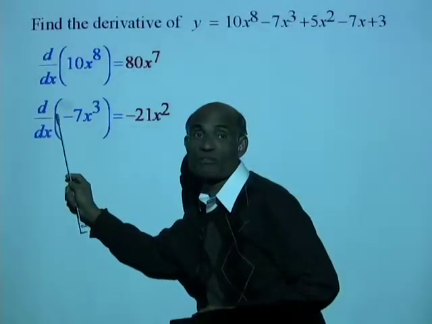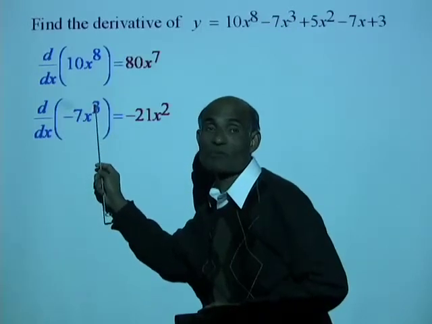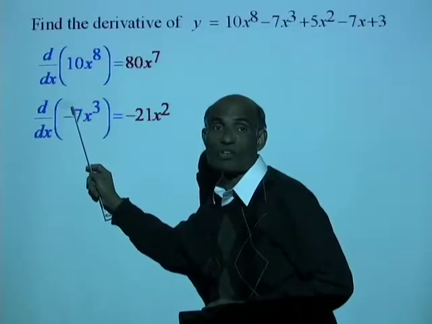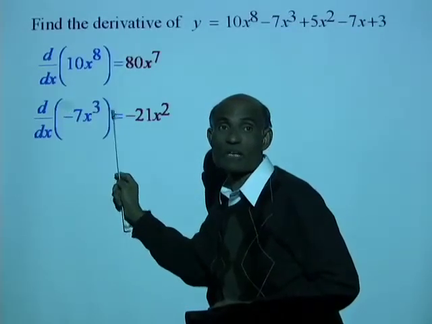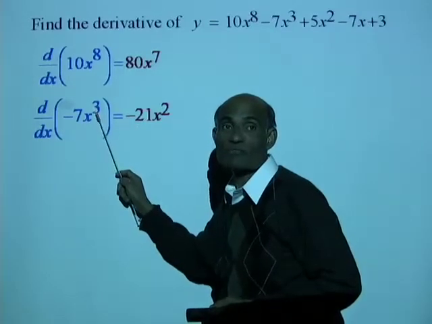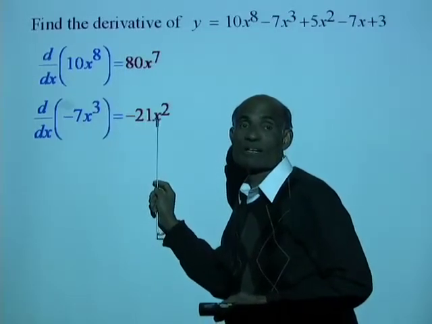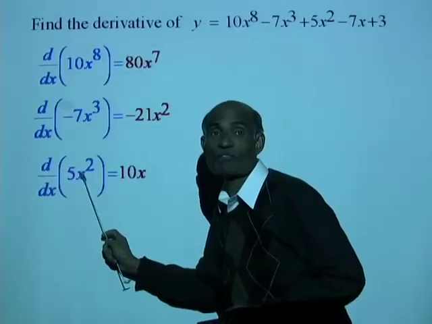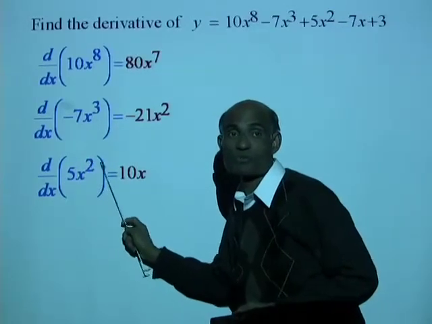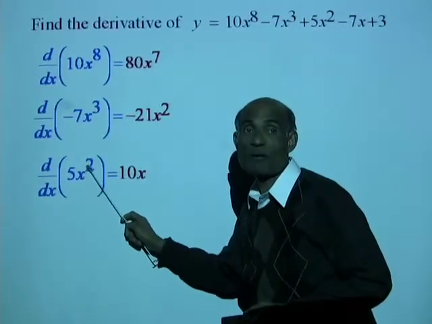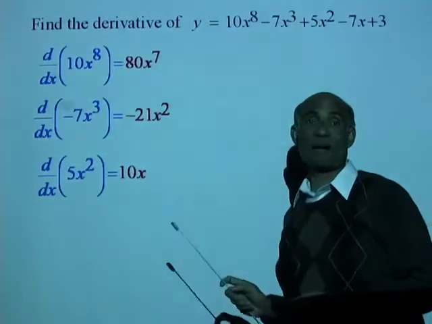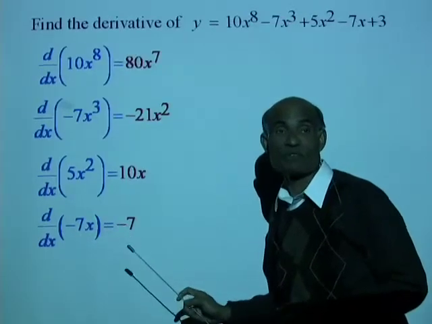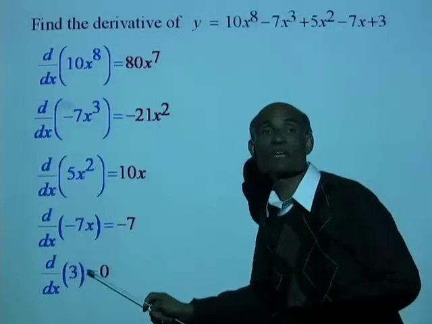Alright, what is the derivative of negative 7x to the power of 3? a is negative 7, n is 3, so it is negative 7 times 3, that is negative 21. x to the power 3 minus 1 is x squared. What is the derivative of 5x squared? It is 5 times 2 is 10, times x to the power of 2 minus 1, which is x to the power of 1. And of course the derivative of negative 7x is negative 7. And the derivative of 3 is 0.